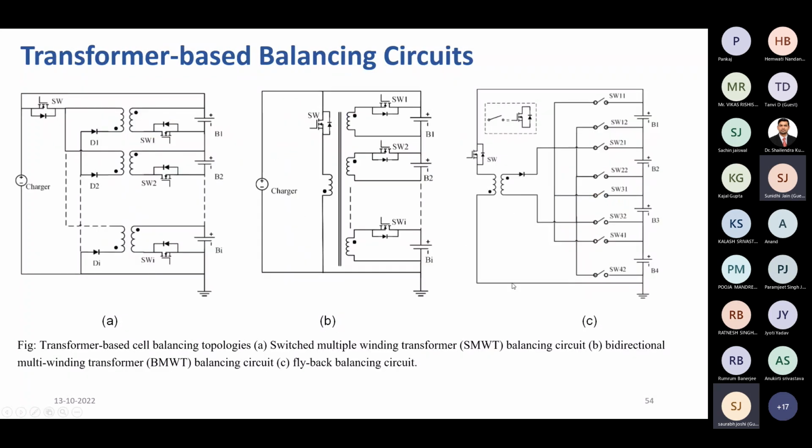And these are the transformer based, which are isolated configurations, the basic configurations which are available. Either it is switched multiple windings, where each battery is connected to a multiple winding transformer. The second one is multi-winding transformer based, where we have a common charger, either current or voltage, and we charge each cell, each battery. So these are the methods.